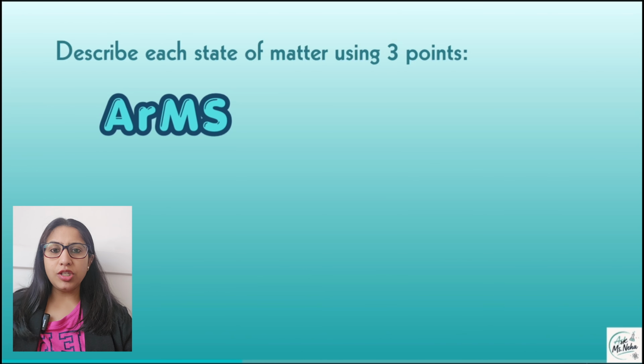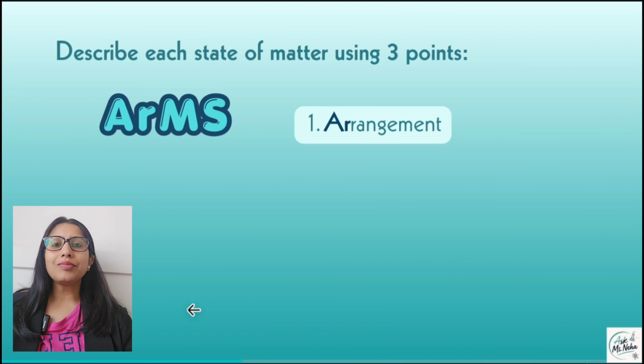A very common GCSE question which is asked every year is to describe each state with respect to the particle model. And we can easily do it using the acronym ARMS. AR is for arrangement, M for movement, and S is for the spaces between the particles or the strength of forces between them. So we are going to practice using this acronym with several examples.